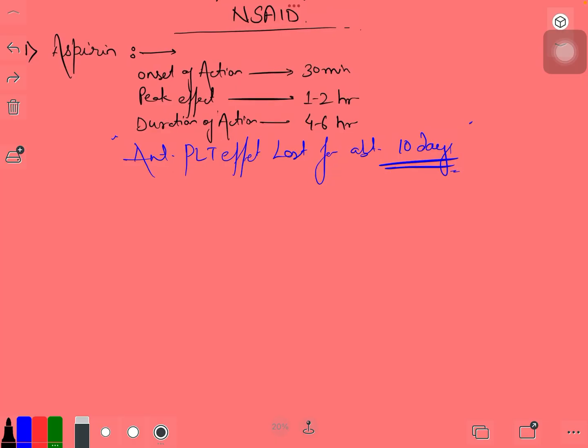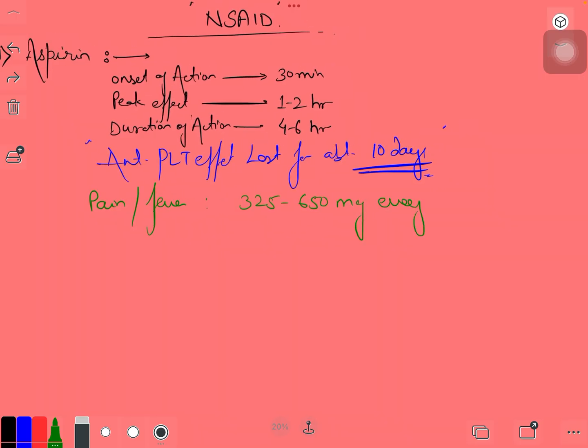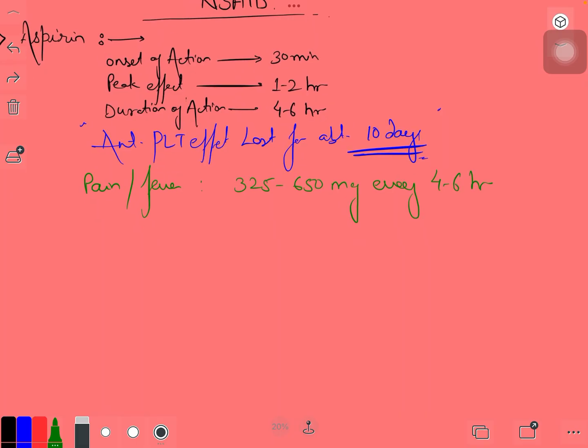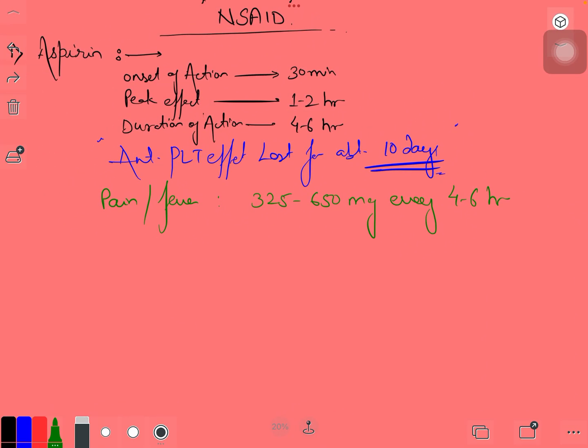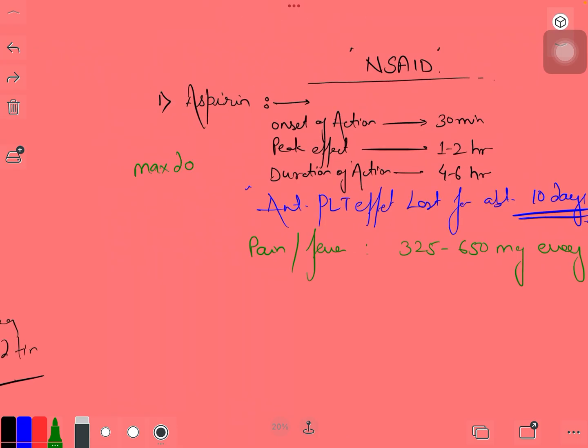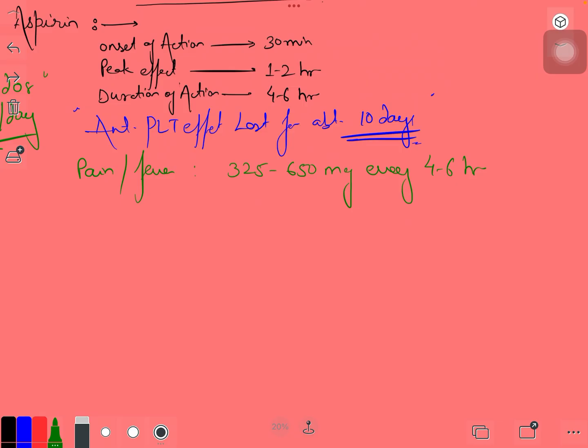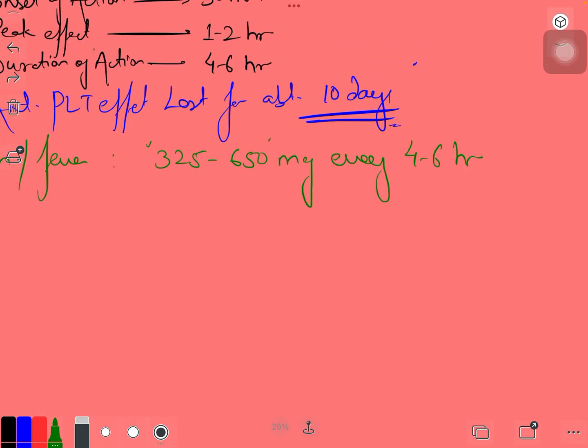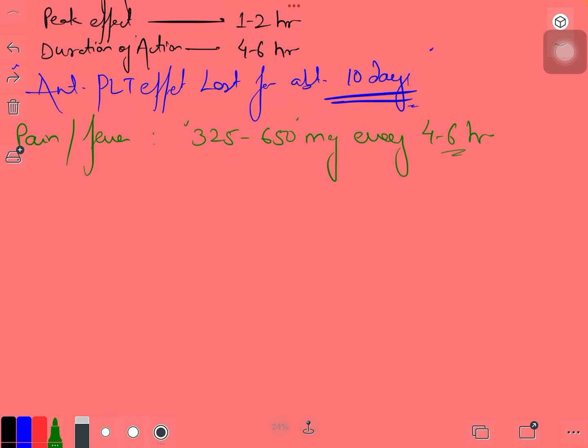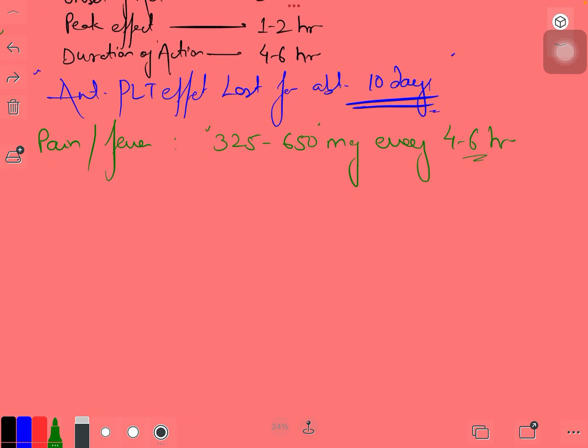So we were talking about the pain and stuff. If a person has pain or fever, because it moderately affects both, somewhere around 325 to about 650 milligram can be given every 4 to 6 hours, right? Maximum you can go, so let's keep it over here, max dose is 4 gram per day. Now you can divide this 4 gram per day depending upon how much amount is available to you in that particular drug, and according to the timeline you can divide that.